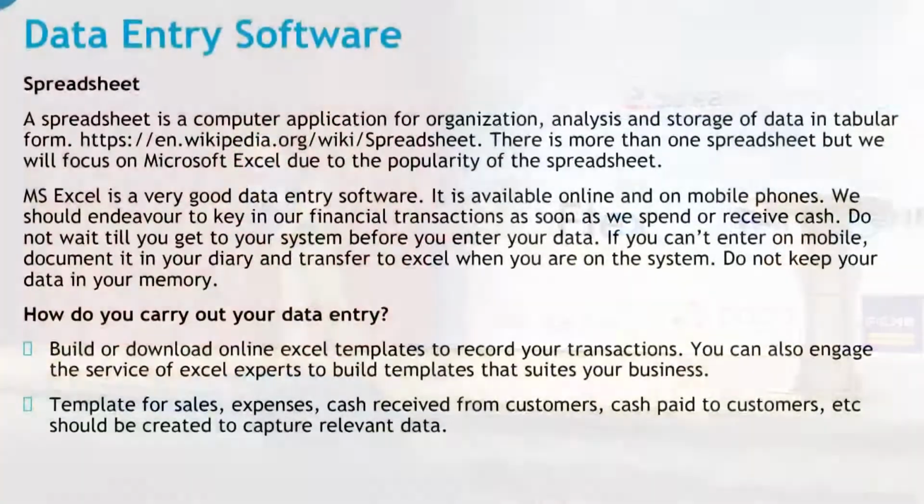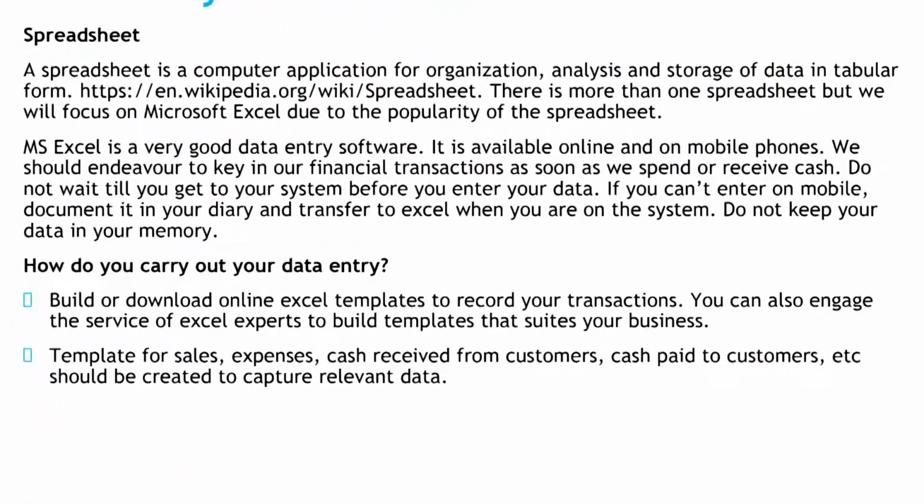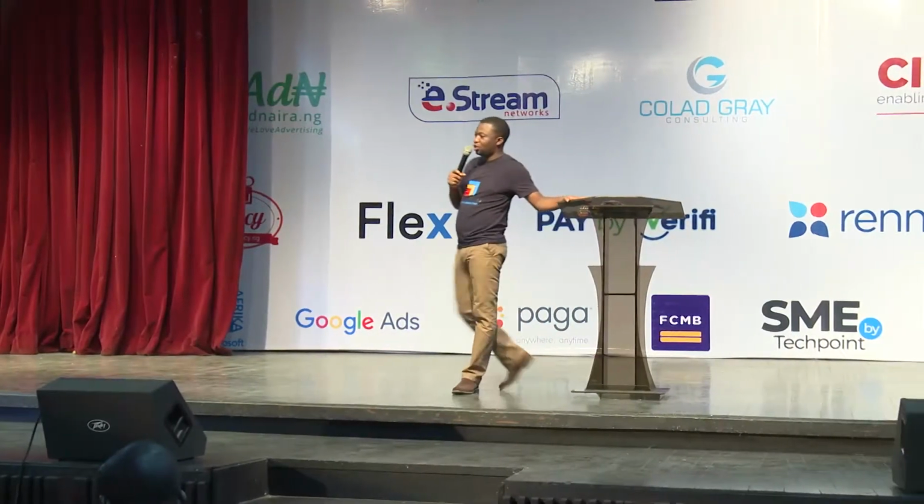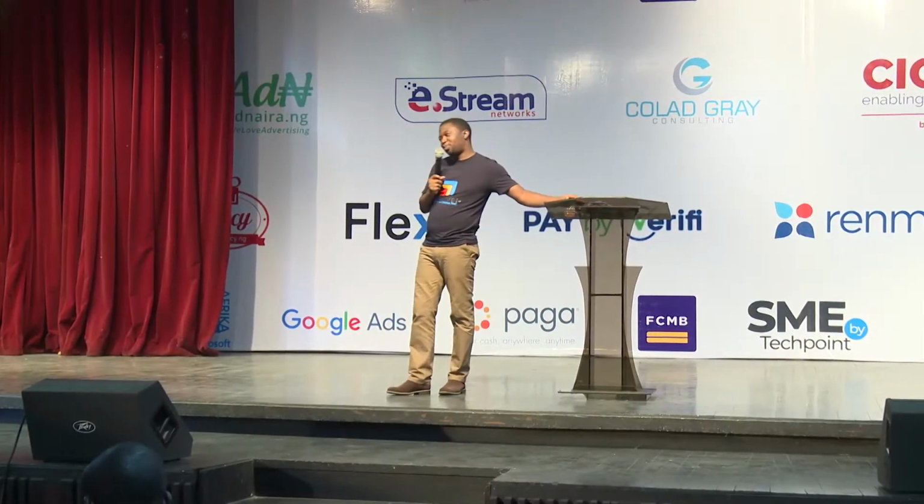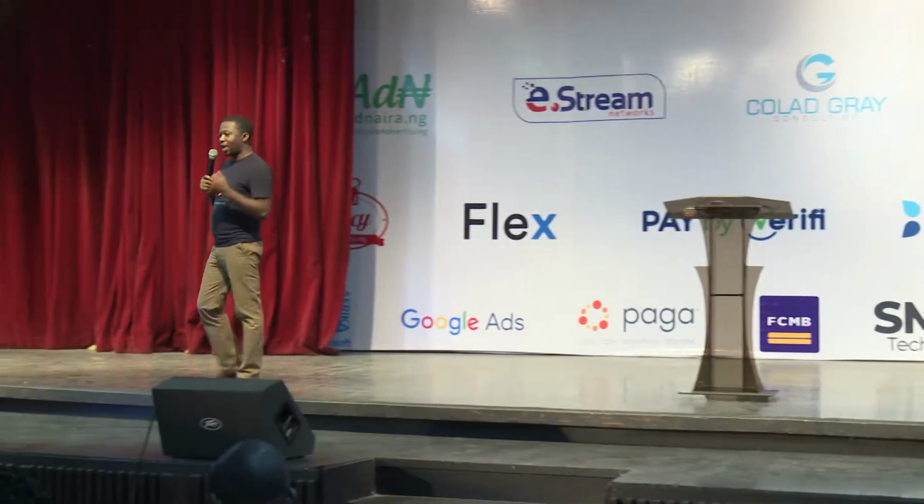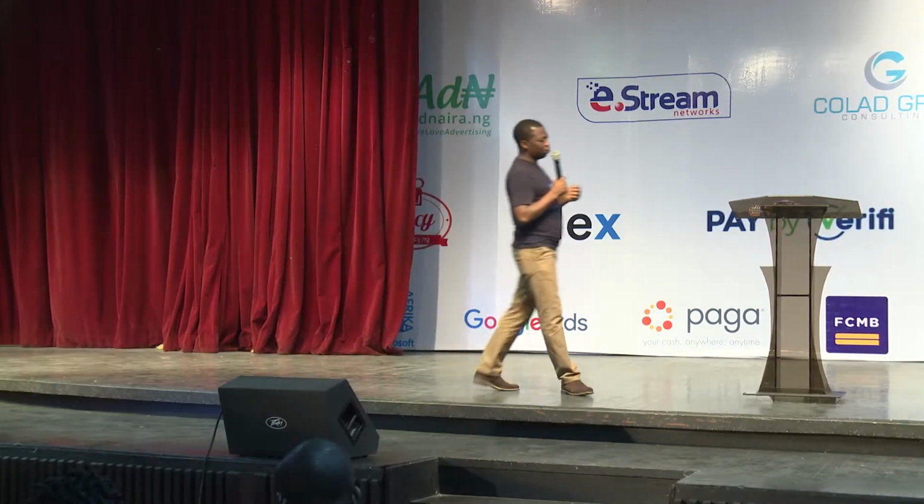Next one is data entry software. Now you know the data to enter. How do you enter your data? One of the ways of doing data entry is spreadsheets. We have a lot of spreadsheets, but the popular one now is Microsoft Excel. Excel is a very powerful tool that you can use as data entry software. It's available to everyone. All computers have Microsoft Excel. On your mobile phone, you have Microsoft Excel.